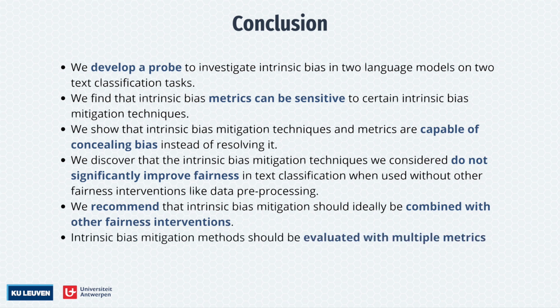So our recommendation is that intrinsic bias mitigation should ideally be combined with other fairness interventions on the downstream task. And when you do bias mitigation, you should also evaluate it with multiple metrics, to make sure you're not believing only one metric that says it's unbiased, even though there might still be biases present in your data.